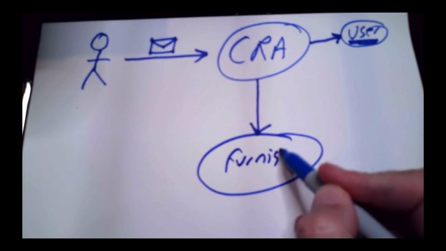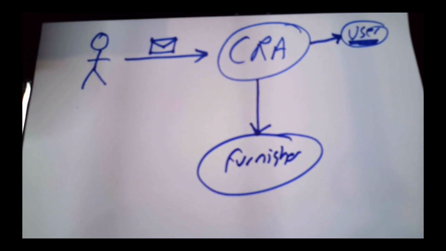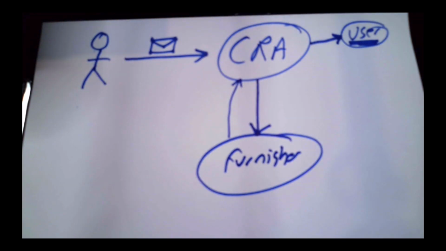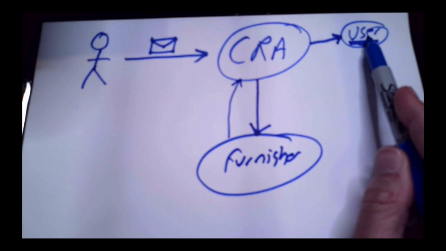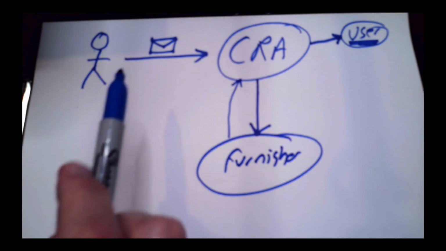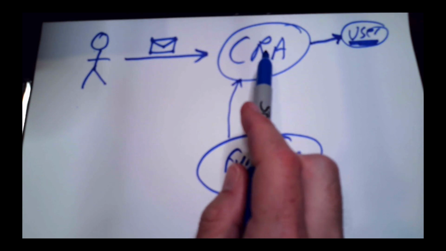So who is the furnisher? Well, the furnisher is Bank of America, Capital One, Midland Funding, Portfolio Recovery. They're the ones that furnish information to the credit bureau. That's how the credit bureau gets most of its information, is through these furnishers. And then the credit bureau sells that to a user. It could be a car dealer, it could be a mortgage company, whoever it is, who wants to use your credit report. So when you see an error, you reach out directly to the credit bureau.